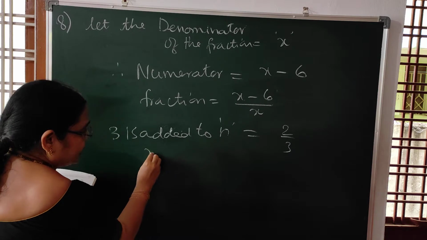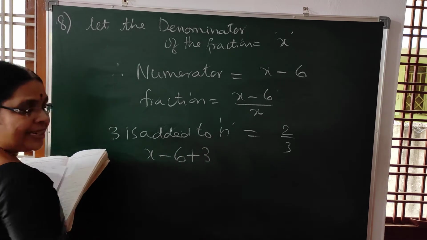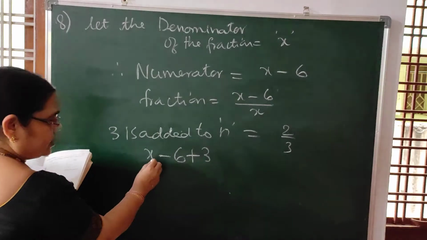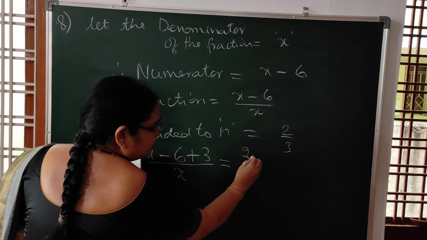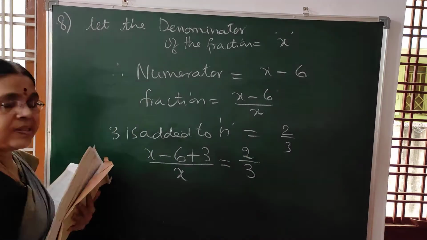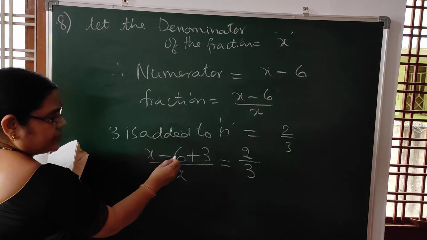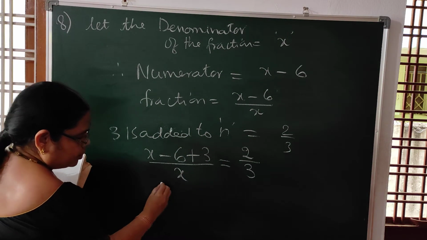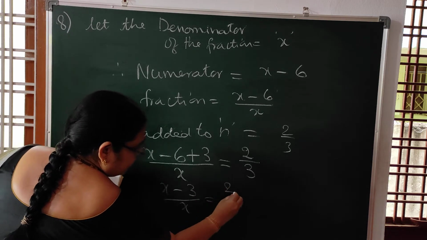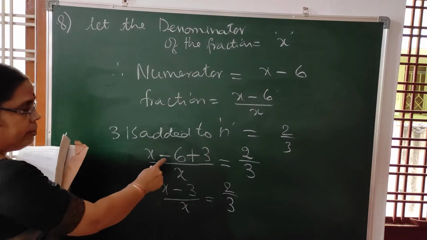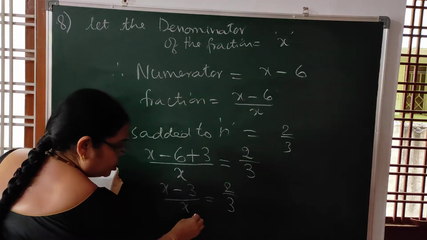Numerator is what? x minus 6. When you add 3 to this it becomes x minus 6 plus 3, by denominator x. What is this equal to? 2 by 3. So simplify this. x minus 6 plus 3. Minus 6 plus 3 is how much? Minus 3. So x minus 3 by x is equal to 2 by 3.